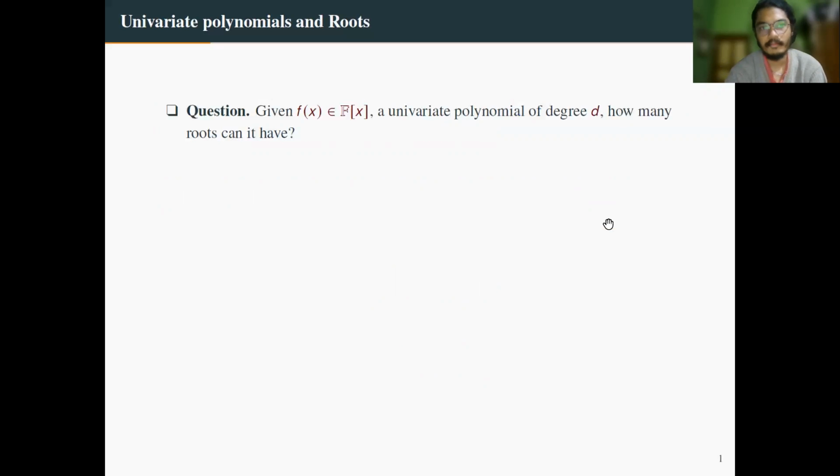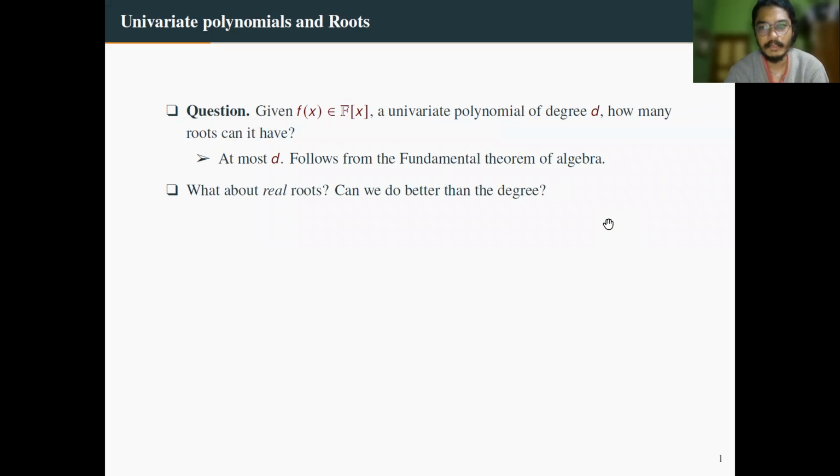So we will be talking about the roots of univariate polynomials. Given a univariate degree-d polynomial, how many roots can it have? At most d, from the fundamental theorem of algebra. But the question is, can you improve it? For example, what about real roots? And it seems we have a better answer.